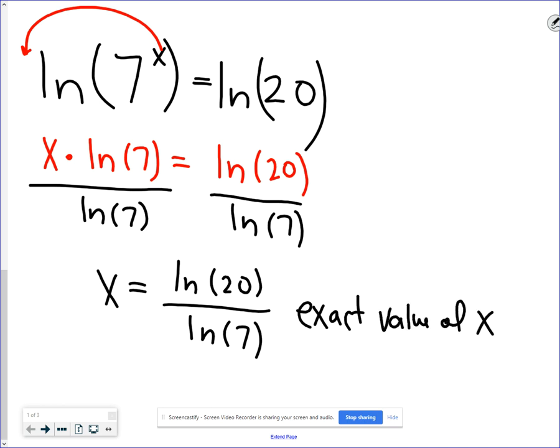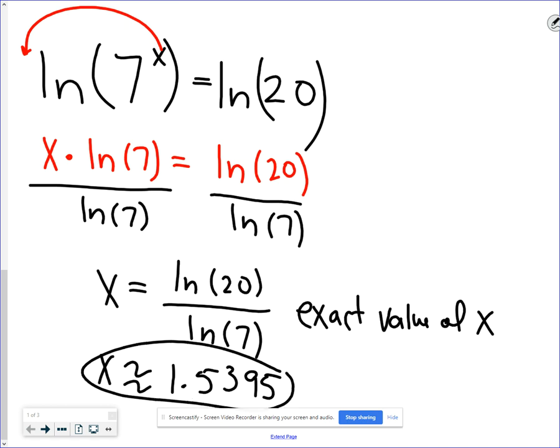And then I want you to use your calculator to approximate it. So type in the natural log of 20 divided by the natural log of 7. You get about 1.5395.